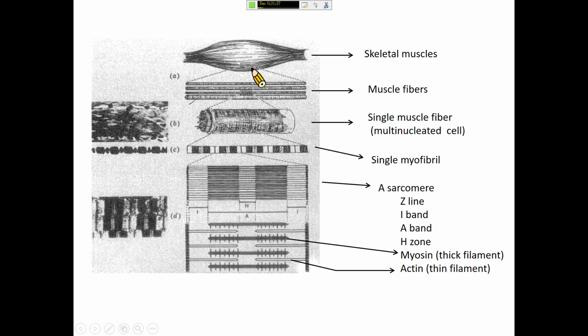Okay, when we zoom in, it becomes this. When we zoom in again, now this is a single muscle fiber, which is a multinucleated cell. As we can see, a lot of nuclei here on the outer surface. When we zoom in again, each of these very small fibers is called a myofibril. Myofibril. And now we are looking at one single myofibril.